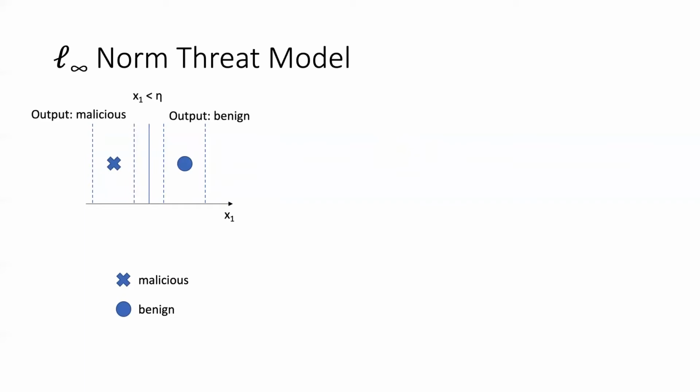Along feature x1, the split x1 less than eta can separate the data points and their corresponding L infinity norm bounded region. On each side of the split, the classifier can correctly output the malicious and the benign prediction. This is a robust split, since the attacker cannot evade the classifier by perturbing either data point within the bounded L infinity norm.